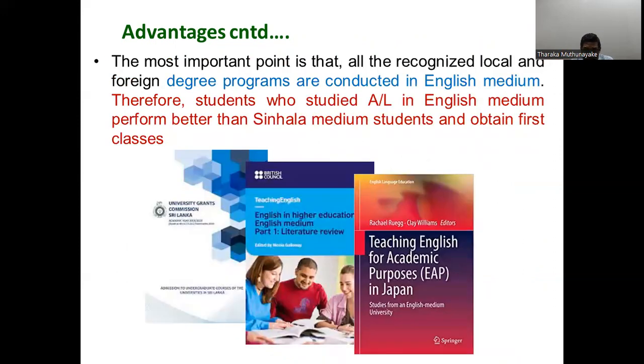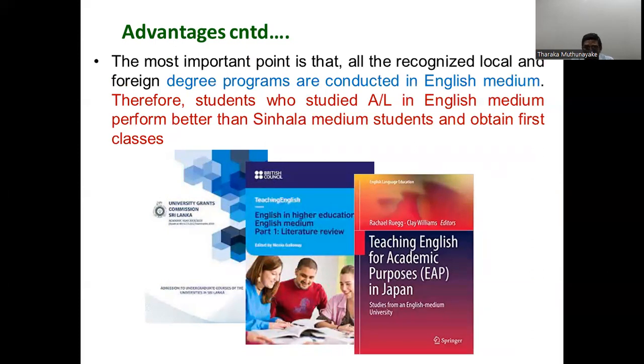Then further, here, this is actually the most important point. This is the most important thing because after advanced level, students have to focus on higher education. Clear? Then you can observe, I think all the recognized local and foreign degree programs are conducted in English medium. Therefore, students who studied A-level in English medium perform better than Sinhala medium students and obtain first classes or higher ranks, even in university. So it is very important for their academic career and also for different professions.